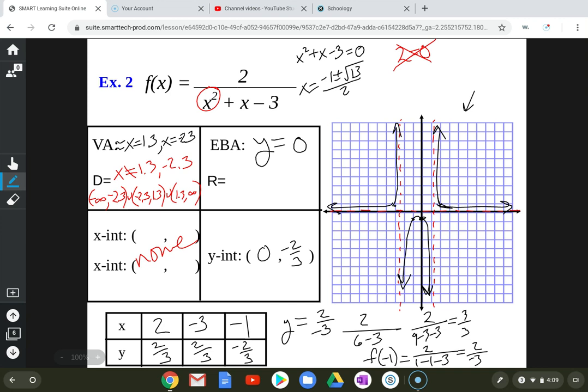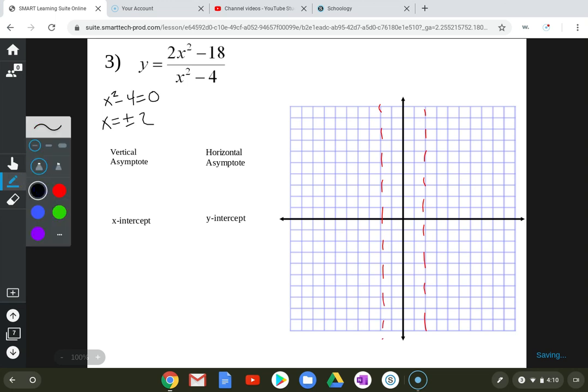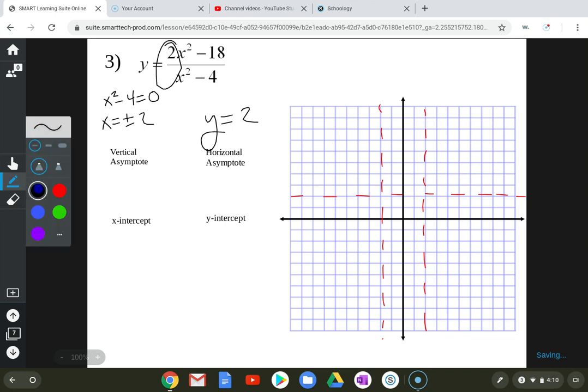So for our next example, our vertical asymptotes: we said x squared minus 4 equals 0, x equals plus or minus 2. So graphing those, positive 2, negative 2. Our horizontal asymptote: same degree top and bottom, so you just divide the leading coefficients and you get y equals 2. So we have a horizontal asymptote right there. All right, x-intercepts, set the top equal to 0.